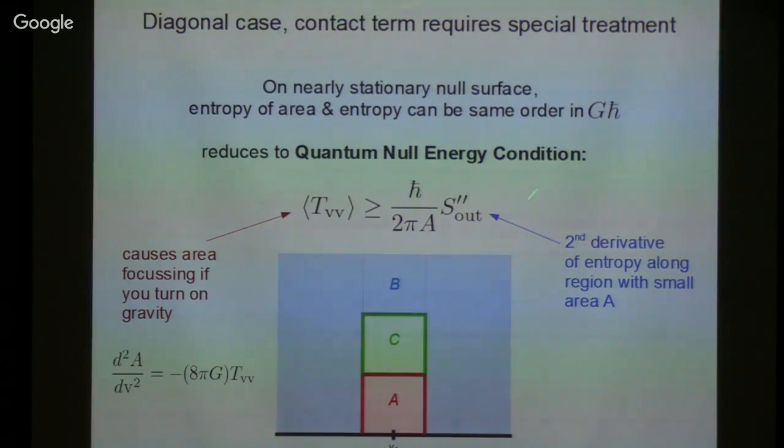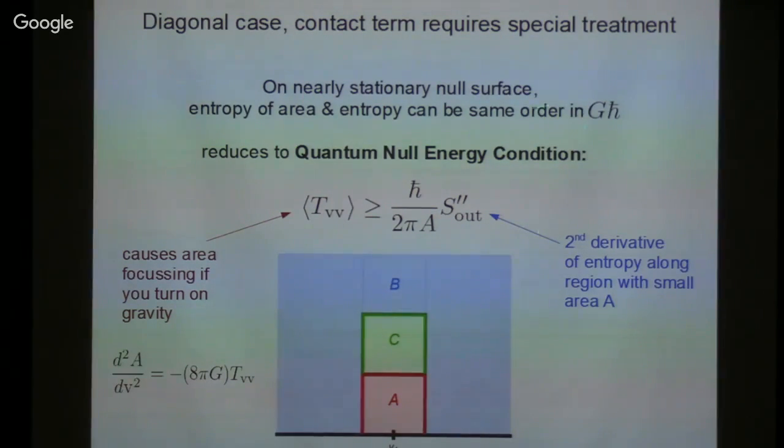You can see the relationship of this to the focusing that I talked about earlier, because if you use this linearized Raychaudhuri equation, T_VV is just proportional to the second derivative of the area. Move it to the other side, and you have the second derivative of this area plus entropy on one side that I was telling you about.